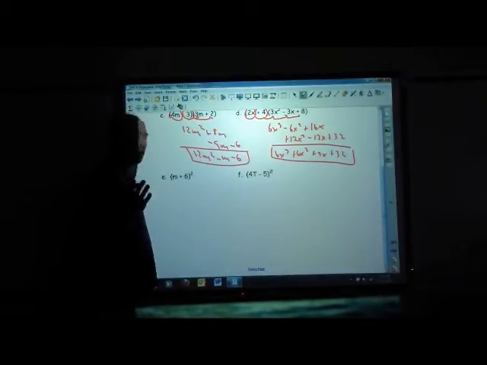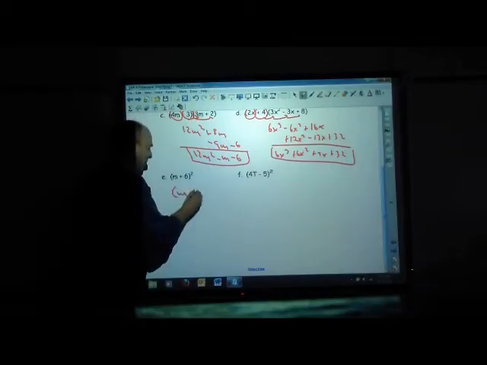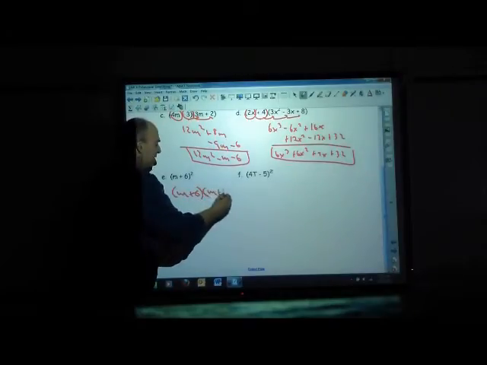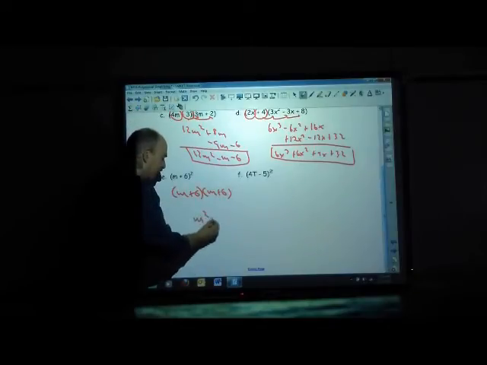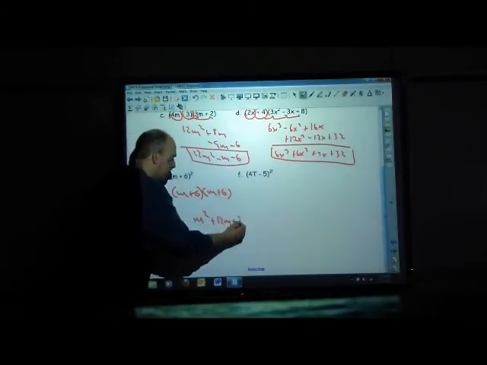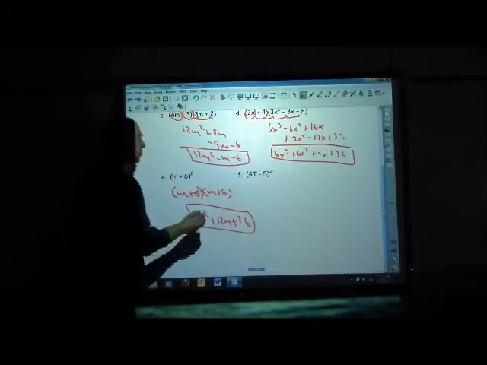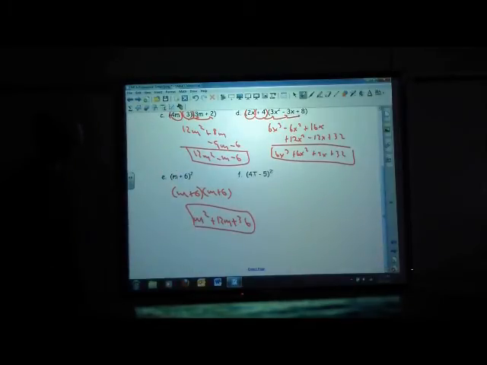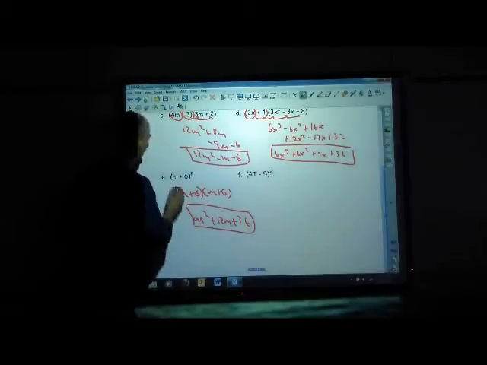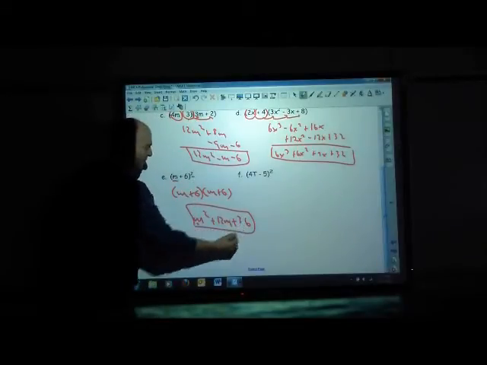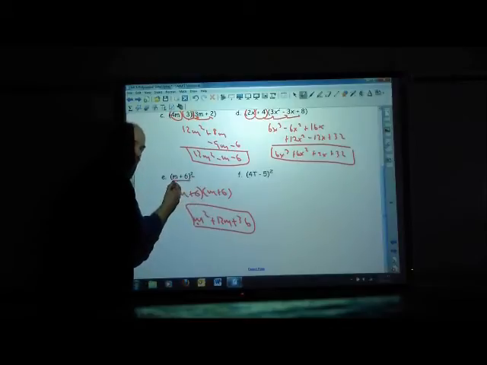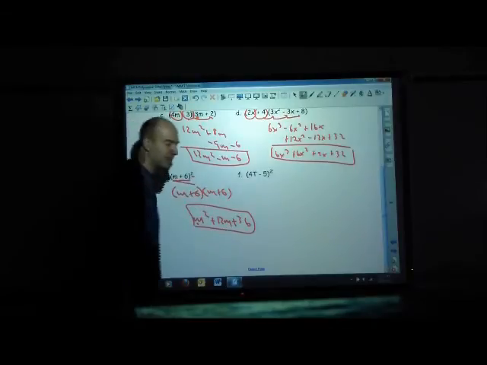Okay, here I'm squaring a binomial. The easiest way to remember this is just write it down. m plus 6 times m plus 6. When you do that, you will get m squared plus 12m plus 36. Okay? In reality, you can square the first piece and you can square the last piece, but you got to remember to multiply this and double it to get the middle.